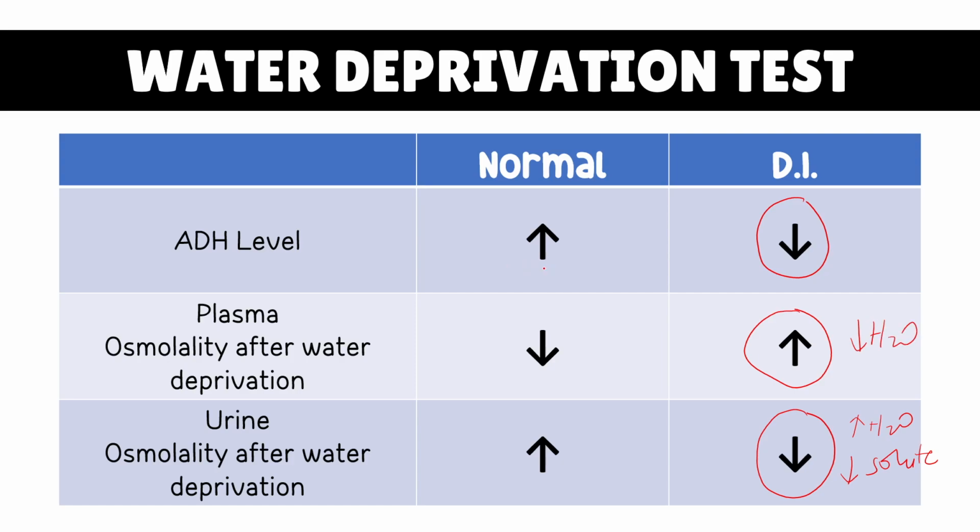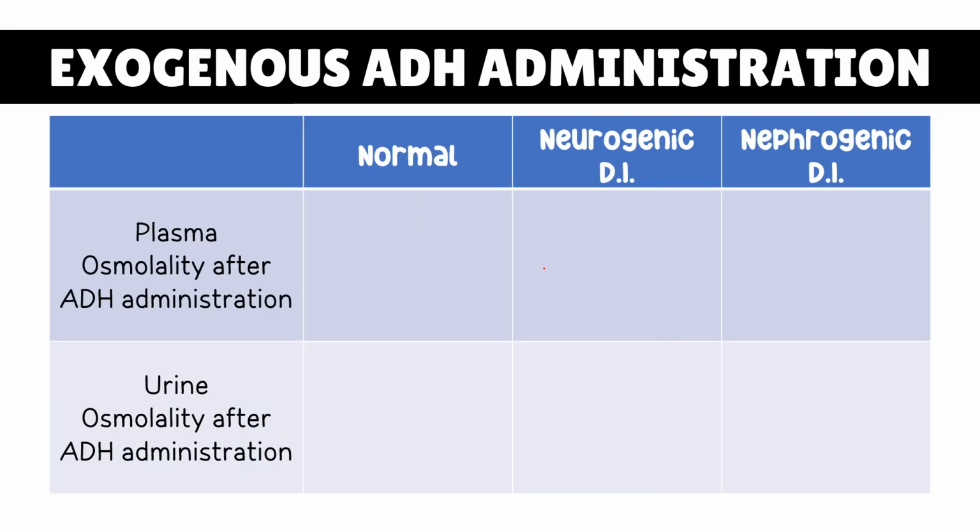So, water deprivation test is only for us to know if the patient has diabetes insipidus. Pag gusto po natin malaman as to what specific type of DI, then we will proceed with exogenous ADH. Again, explain ko po ulit, water deprivation test is only to know if the patient has diabetes insipidus. If we want to know the specific type of DI, then we need to proceed with this test, which is your exogenous ADH administration. Exogenous ADH kasi we are giving the patient a synthetic ADH being taken either by mouth or by IV.